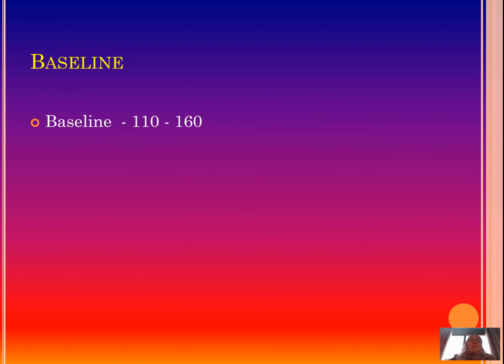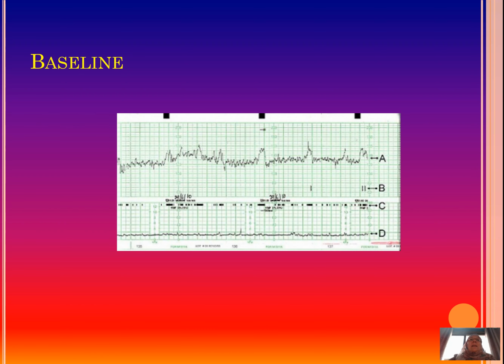So the baseline should be 110 to 160. In this CTG, we already said there's no contractions. If we look at the heart rate baseline, it's also a normal baseline. It appears to be around 120 to 130. And variability is normal, and you see accelerations here. You see 1, 2, 3, 4 accelerations on this CTG, but there's no decelerations visible.